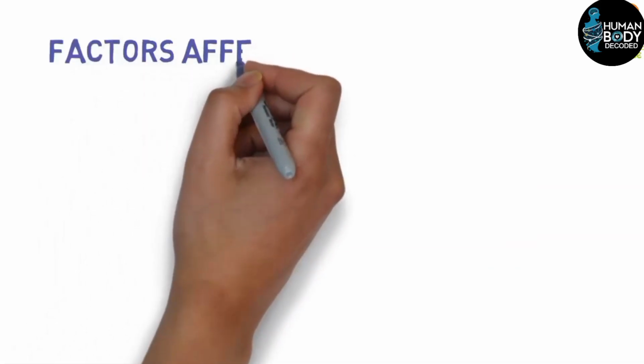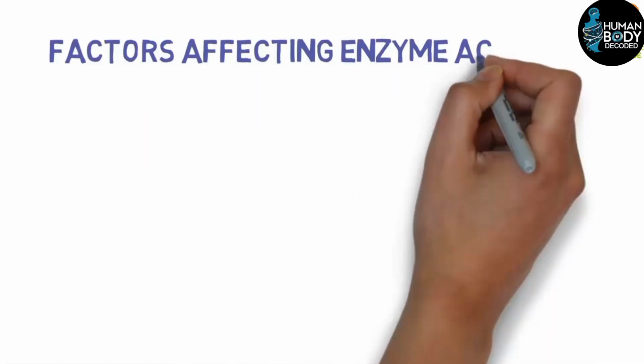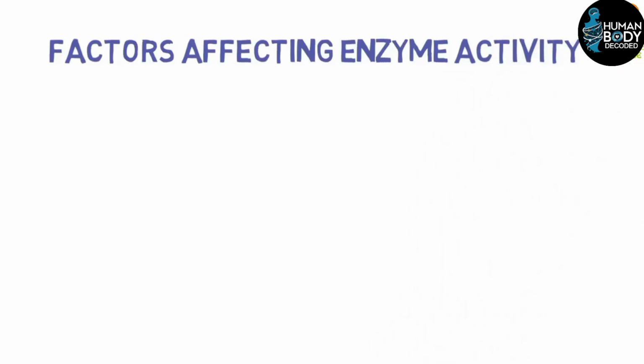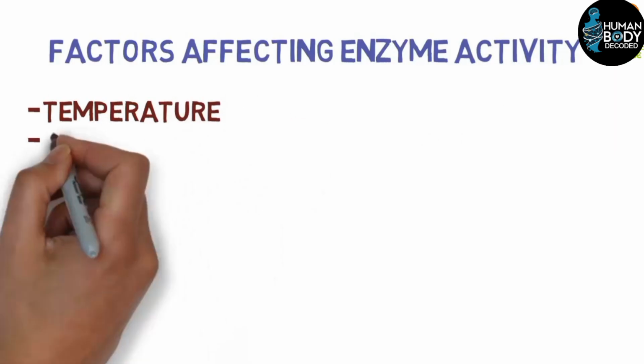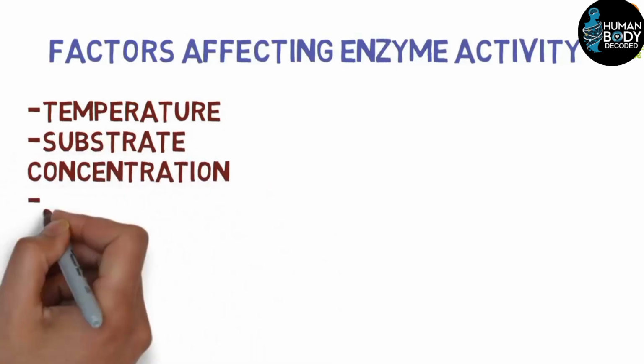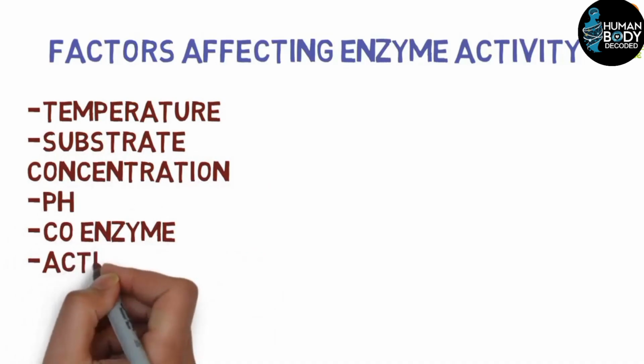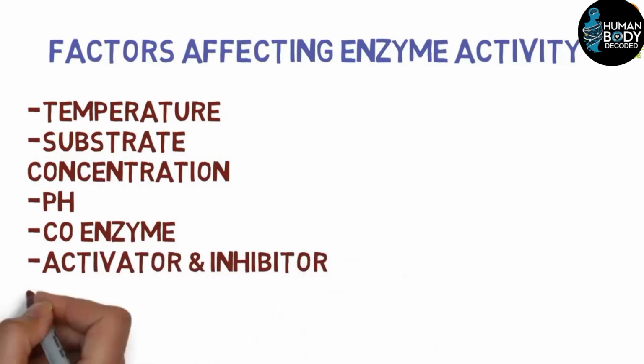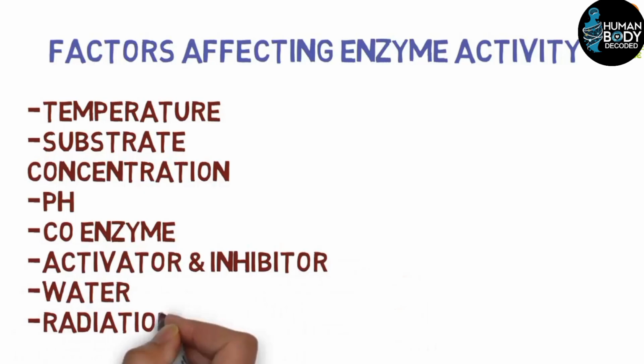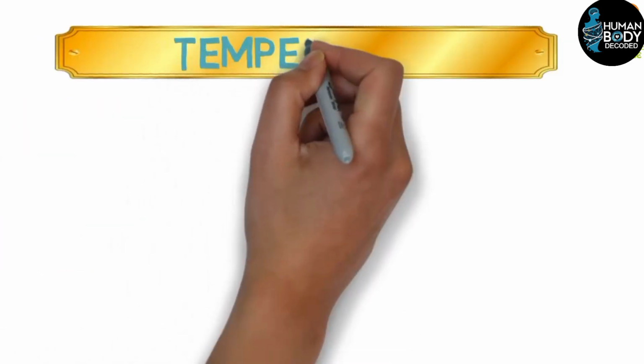Today we are going to study factors affecting enzyme activity. These factors include temperature, substrate concentration, pH, coenzymes, activators, inhibitors, water, and radiation. Let's start with temperature first.